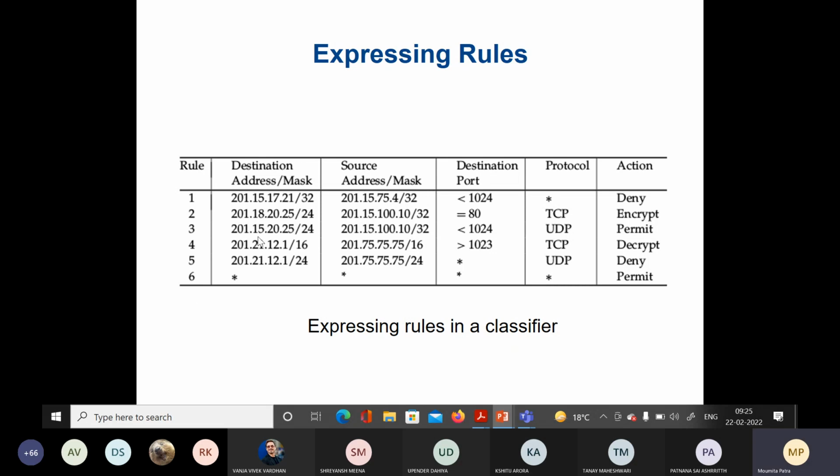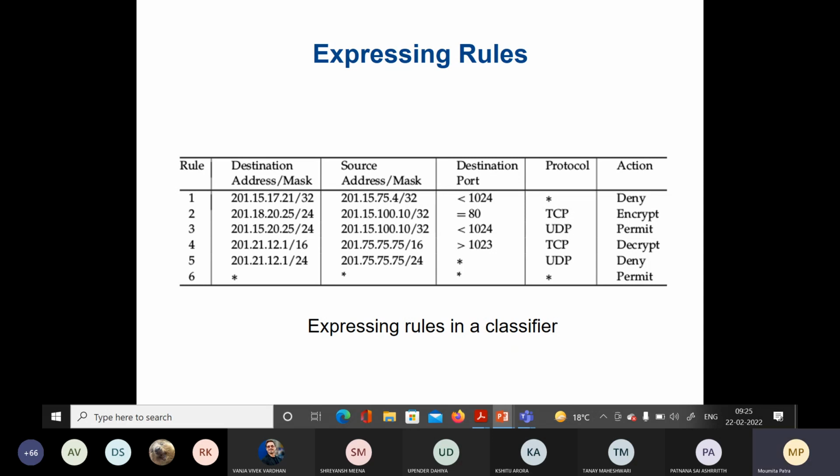As you can see here, these are the serial numbers of the rules. Now you have some destination address with the subnet mask here, and this is the source address with the mask. Now this is a range match, right? If the destination port is less than 1024, then, for the protocol in this example, we are not looking at the protocol at all, so it is given as star, and you deny. The action that you have here is deny. That means you do not allow the packet to go further.